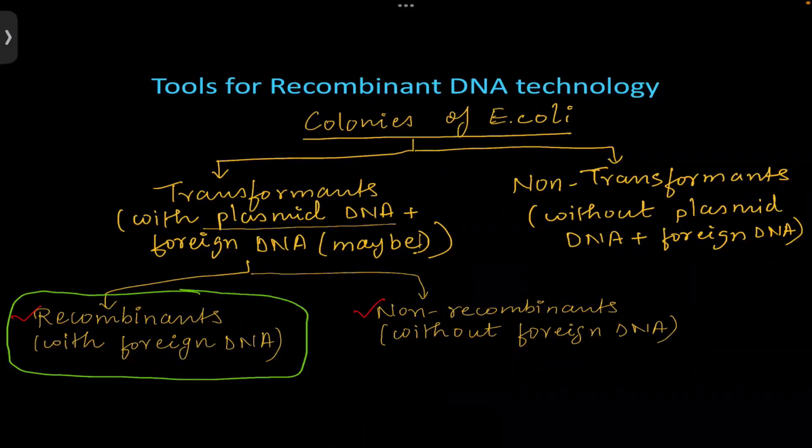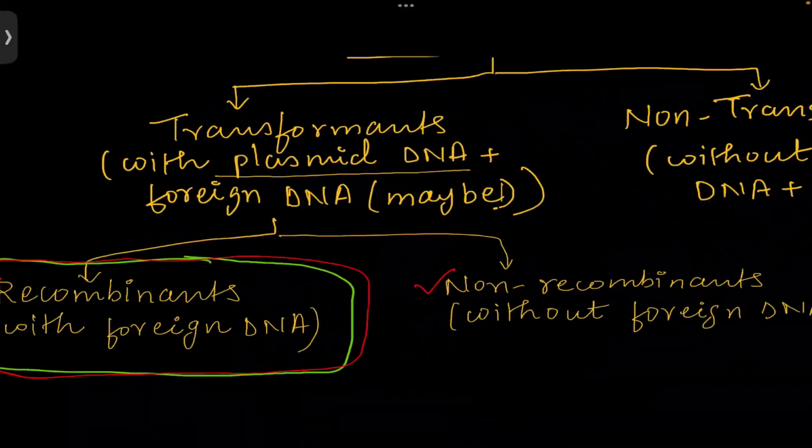That is why, after the steps are done, these selectable markers are helpful in selecting out the correct type of population, taking into account that some error might have been made in the process. Ultimately, your goal is to select out the host cells that are carrying your foreign piece of DNA ligated with the vector DNA, that is, plasmid DNA. That is why this is encircled in green color. This is the population of cells that you are looking for.